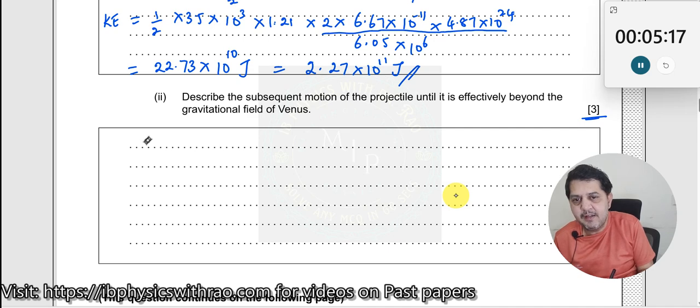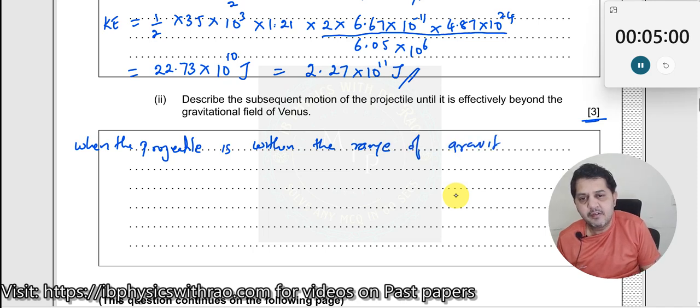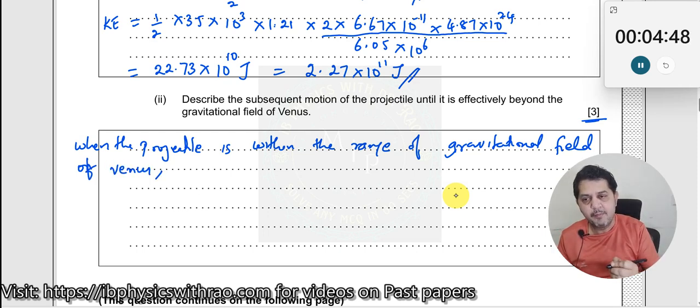So when the projectile is within the range of gravitational field of Venus, what happens? Gravity is pulling it down, but it already has an energy. The energy keeps on reducing. Kinetic energy gets converted into potential energy. Since it's asking about the motion of the projectile, don't mention in terms of energy, mention in terms of speed.